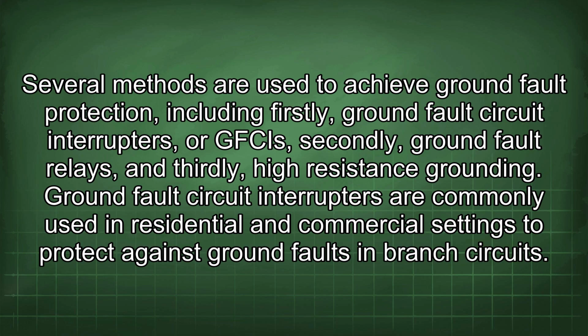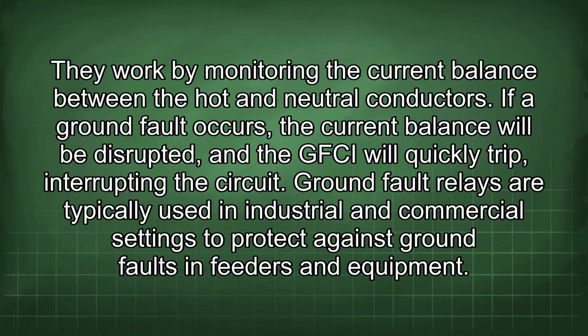Ground fault circuit interrupters are commonly used in residential and commercial settings to protect against ground faults in branch circuits. They work by monitoring the current balance between the hot and neutral conductors. If a ground fault occurs, the current balance will be disrupted, and the GFCI will quickly trip, interrupting the circuit.